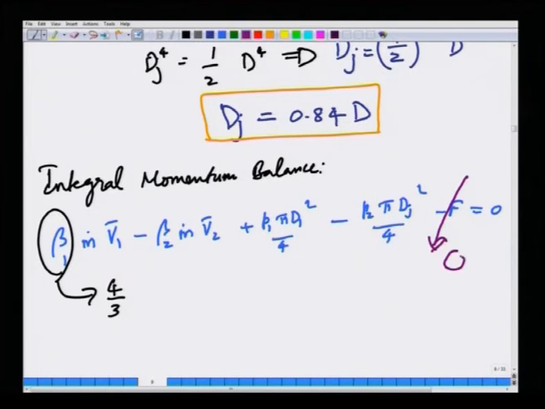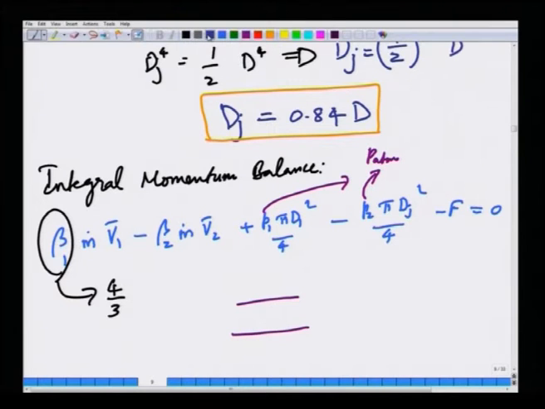because it is a free jet. But this term, P1 is P2 is equal to P atmosphere. So, this is P atmosphere. Now, before I neglect the shear forces, there are two contributions to the force on a jet that emerges from a tube, in the direction of flow.